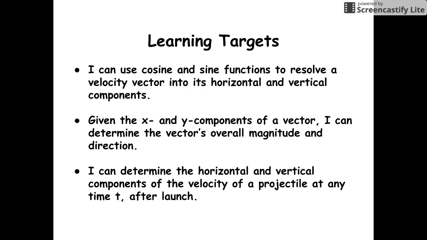And we're going to come back to some of the math skills that you learned in the last couple of years of your math classes, in particular using sine and cosine. We're going to be using sine and cosine functions to resolve velocity vectors into horizontal and vertical components. Also, we're going to be using the Pythagorean theorem. So given the x and y components of a vector, you're going to determine the vector's overall magnitude and direction. And then finally, we're going to talk some physics and see how this applies to projectile motion, which is the physics that we're studying right now.